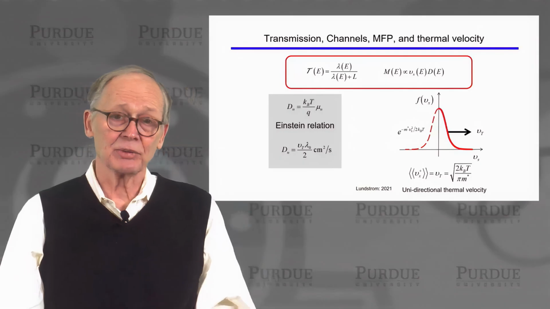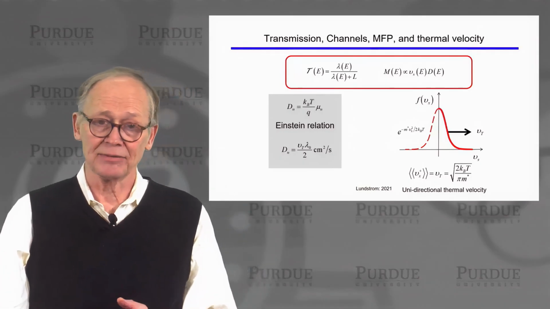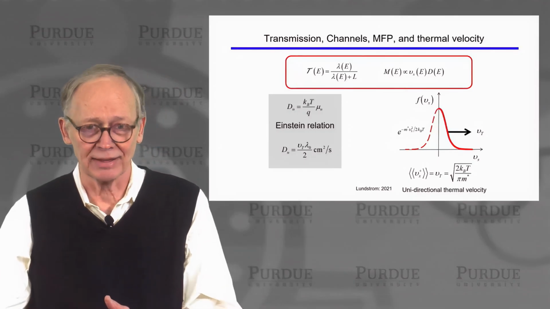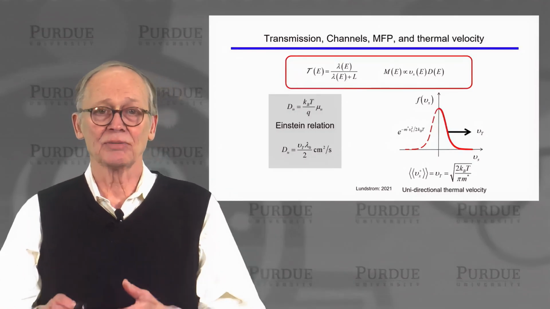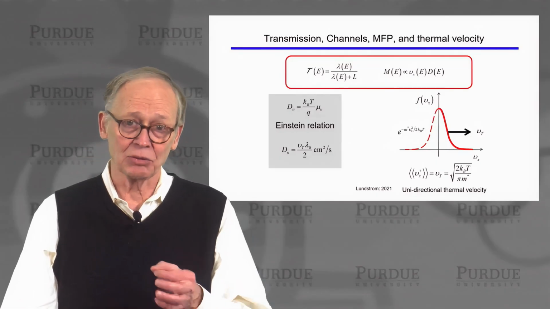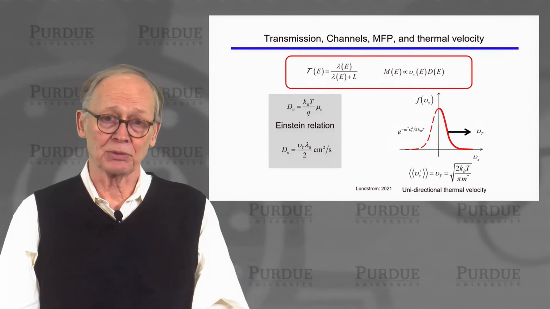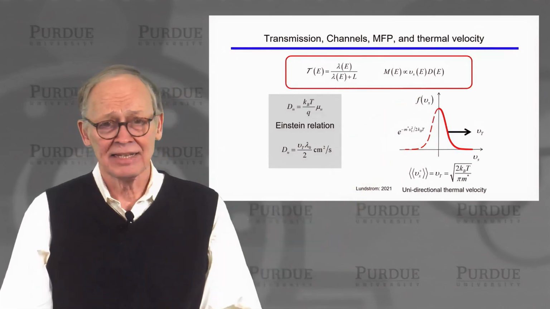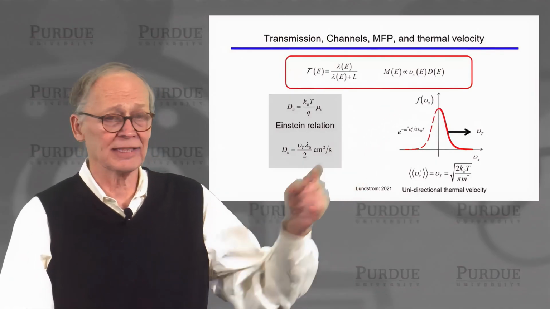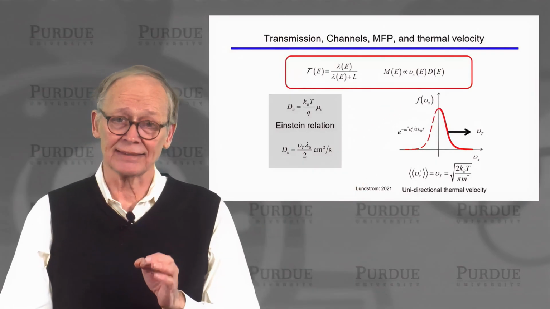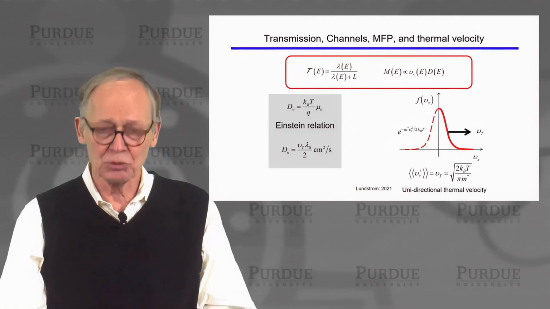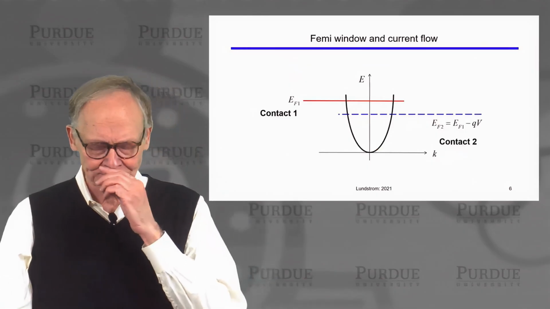Another parameter in the current equation is the number of channels, M of E. These are like the lanes on a highway that carry the flow of traffic. Channels carry the flow of electrons in the device. There has to be a state to hold the electron, so the number of channels is proportional to the density of states at that energy. And the state has to have a velocity so the electrons can flow, so it's also proportional to the average x-directed velocity in that state. So transmission and channels were two important parameters in this current equation.